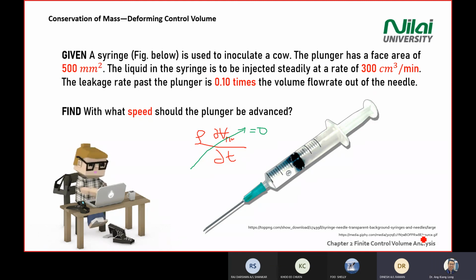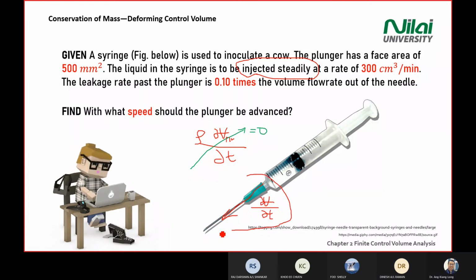Any keyword that you can see from the question? The syringe injected steadily. Okay, correct. Good answer. The keyword is injected steadily, meaning what is coming out from here cannot change with time. So del V over del T at this section is the same throughout the time.